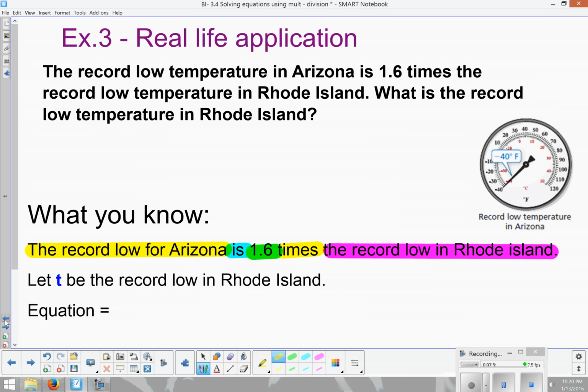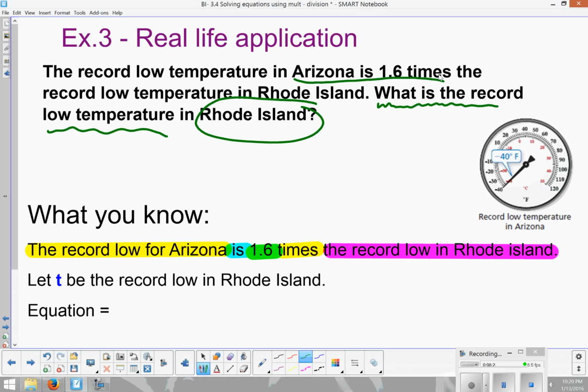So it says here, the record low temperature in Arizona is 1.6 times the record low temperature in Rhode Island. What is the low temperature in Rhode Island? So again, whenever I'm solving a story problem, I like to underline what it is that they're asking me. It seems like they want to know what is the record low temperature for the state of Rhode Island. We already know Arizona is 1.6 times the record low.